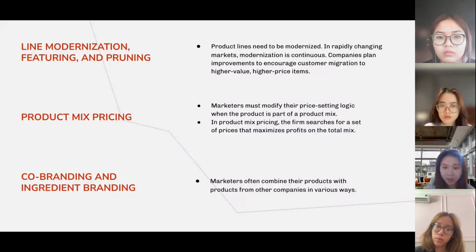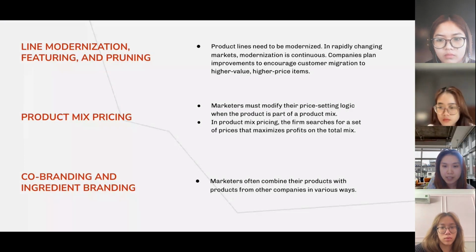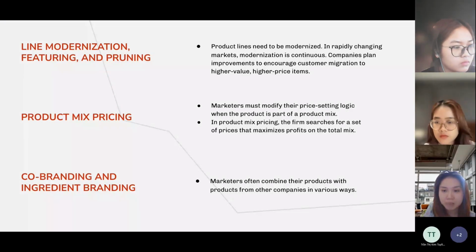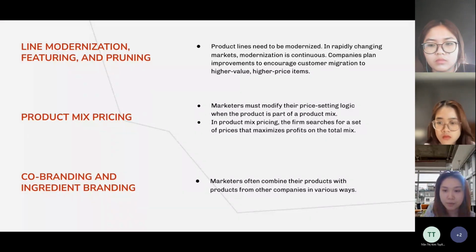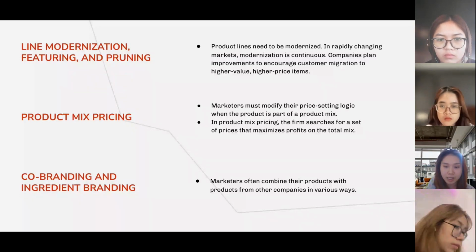Marketers often combine their products with products from other companies in various ways. In co-branding, two or more well-known brands are combined into a joint product or marketed together in some fashion. The main advantage of co-branding is that a product can be convincingly positioned by virtue of the multiple brands, generating greater sales from the existing market and opening up opportunities for new consumers and channels.